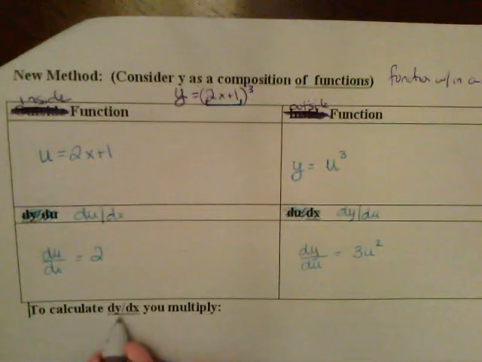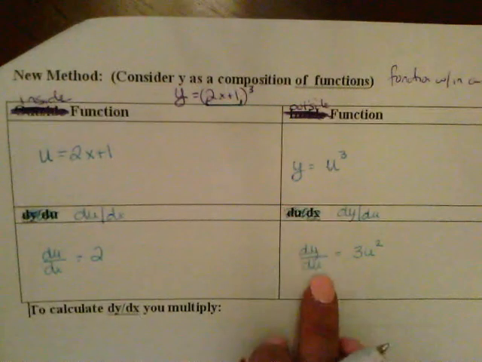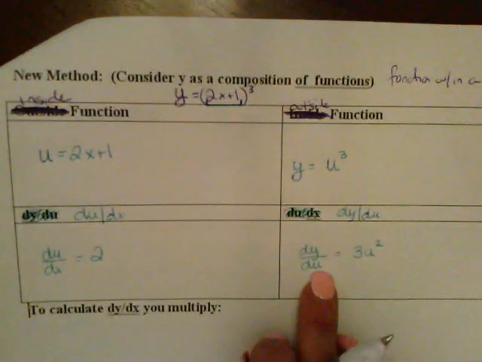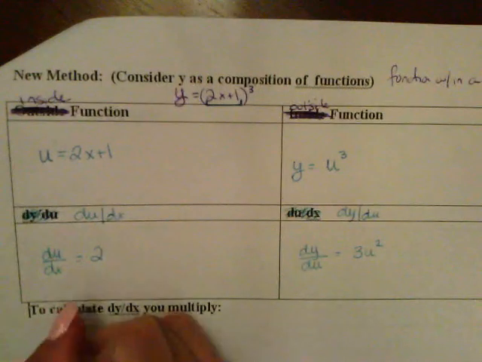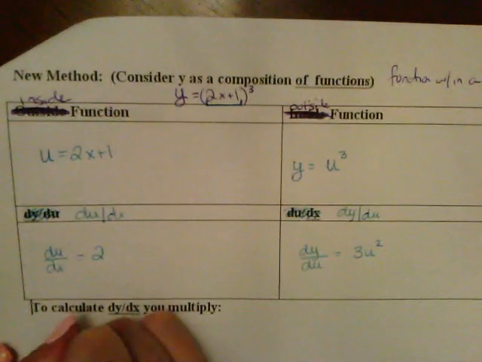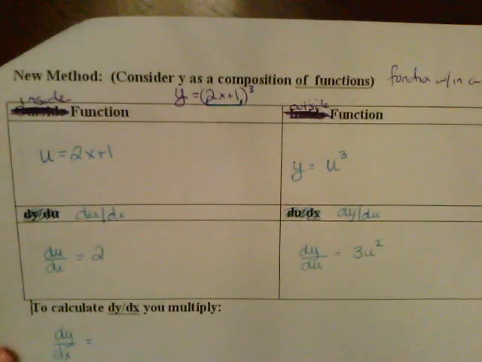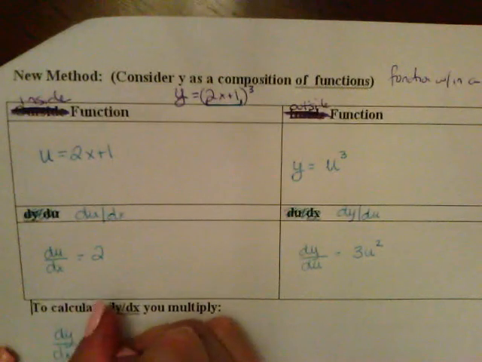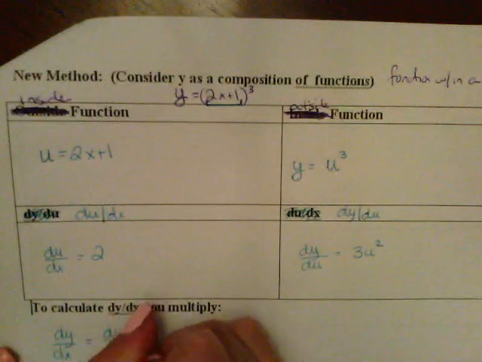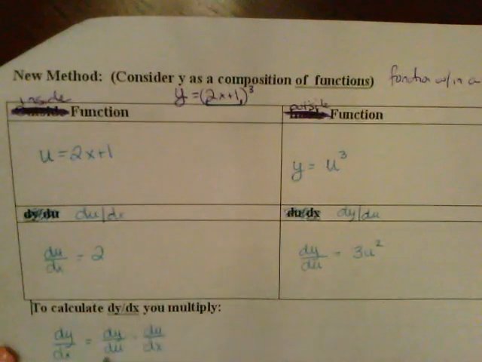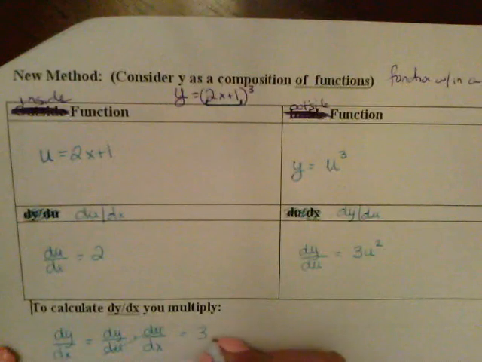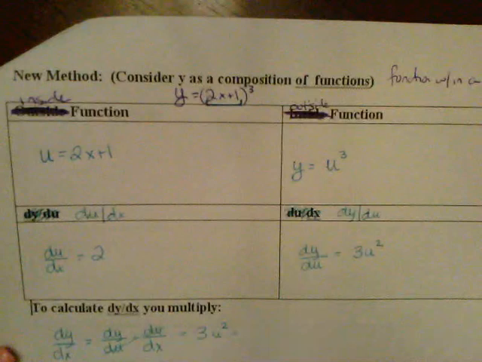Now, to calculate what dy dx is, we have du dx and we have dy du. How are we going to get dy dx? To get dy dx, we're basically just going to multiply our dy du times du dx. What do you notice happens to the du's? They cancel out. So here, my dy du is 3u squared, times, what's my du dx?